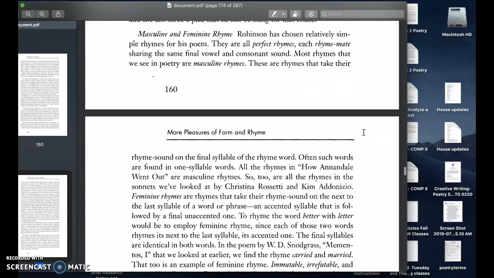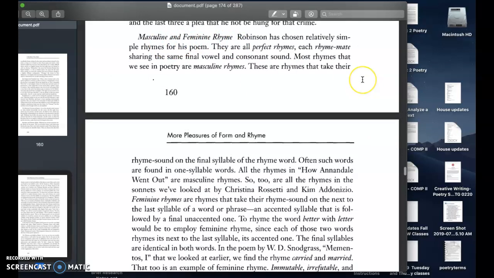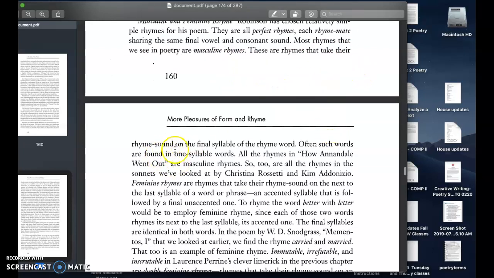And the other parts that come into this are masculine and feminine rhymes. So Robinson in the above sonnet chose relatively simple rhymes for the poem. They're all either perfect rhymes or each rhyme mate has the same vowel and consonant sound. You can definitely pick out the rhymes in here. Most of the rhymes that we see are called masculine rhymes. They take their rhyme sound on the final syllable, the rhyme word. So here, you know, how often the words are found in 1-syllable words. All the rhymes are masculine rhymes.